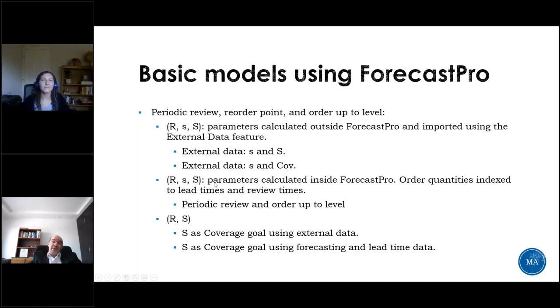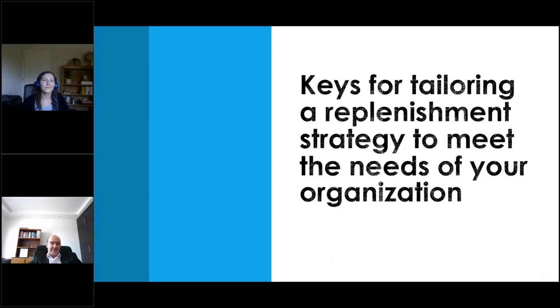And we can also calculate those parameters inside ForecastPro. That's up to you. We can test both. I'm going to do both today in the same ForecastPro project. Order quantities can be linked or indexed to lead time and review times. Also, we can work with some other different models like periodic reviews and order-up-to levels using coverage goals. Also, we can use external data that you define outside ForecastPro, or we can do the calculations inside ForecastPro using forecasting data, of course.